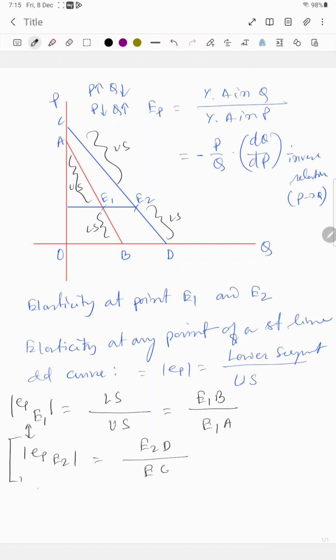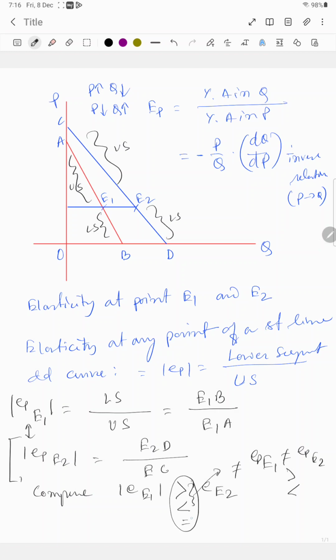Now in this question it is written that you have to compare these two elasticities. Compare means that elasticity at E1 is greater than, less than, or equal to the elasticity at E2. These are the three cases. If it is not equal, it will be either greater than or less than; otherwise it is equal to each other. That is my question.